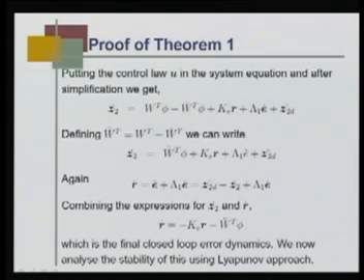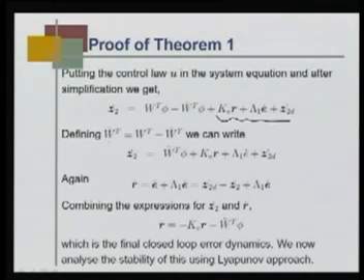Actually, if f x would have been known, then these two terms would have cancelled, and we would have remained only with this term, which is a stable closed loop dynamic. But since these two are not exact, they are different. So, how do we stabilize it?